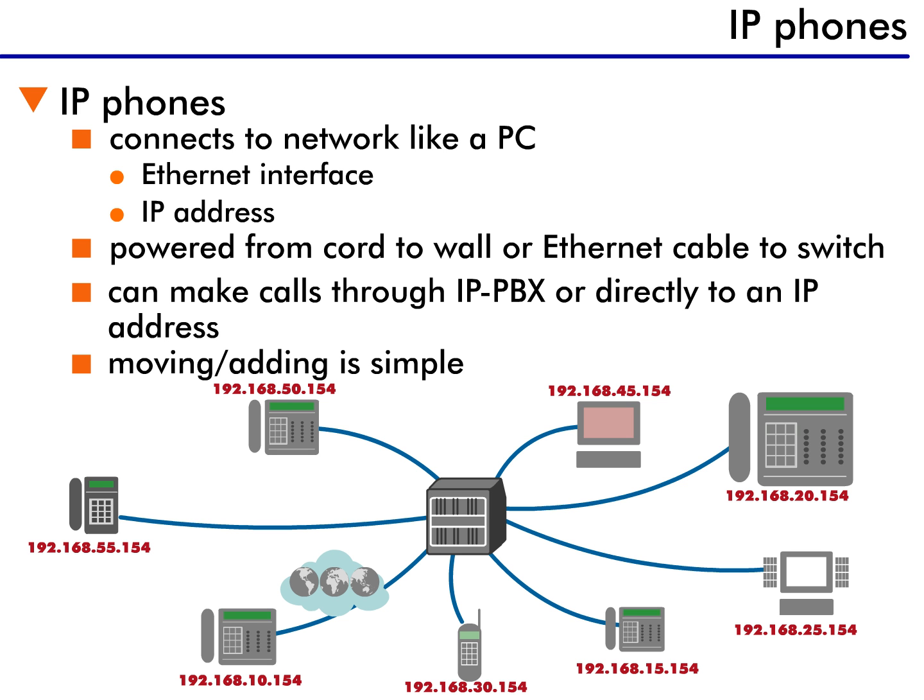An IP phone connects to the network just like a PC. The IP phone typically has an Ethernet interface and an IP address just like a computer. IP phones may also have a power cord that plugs into the wall, but most will be powered from the local switch. Power is run to the phone using previously unused wires inside the Ethernet cable.